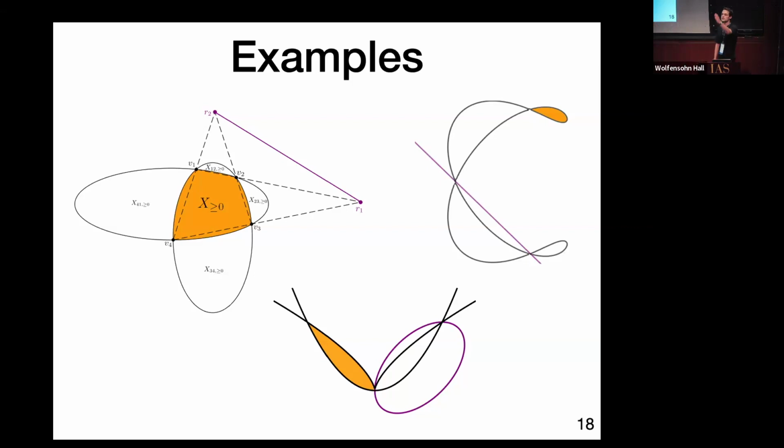Questions about this? Yes. No, not off the top of my head, no. Can try to construct one. More questions? Yeah.